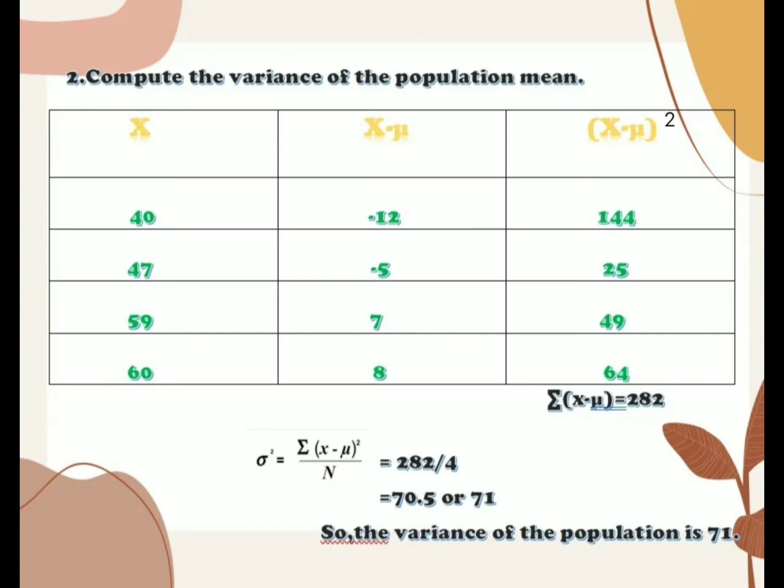Finally, to compute the population variance, I use the formula summation of x minus population mean squared divided by n, so 282 divided by 4 is equal to 70.5 or simply 71. So, the variance of the population is 71.